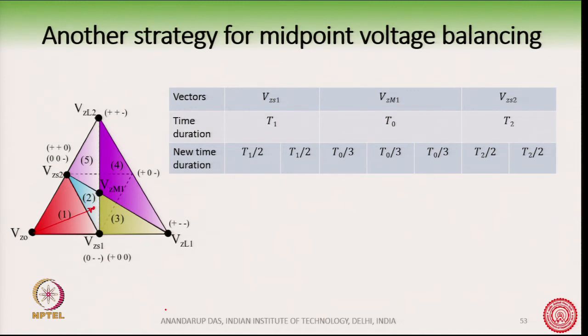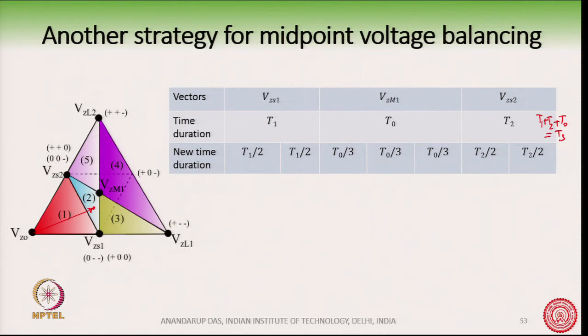When the reference vector is in this place, what happens? We define that Vzs1 is switched for T1 duration, Vzm1 is switched for T0 duration, and Vzs2 is switched for T2 duration. So, we know that T1 plus T2 plus T0 is equal to Ts, the total time period.